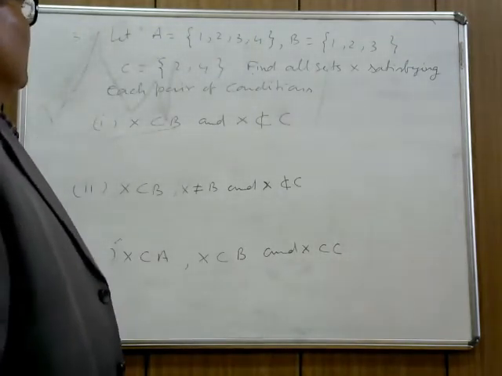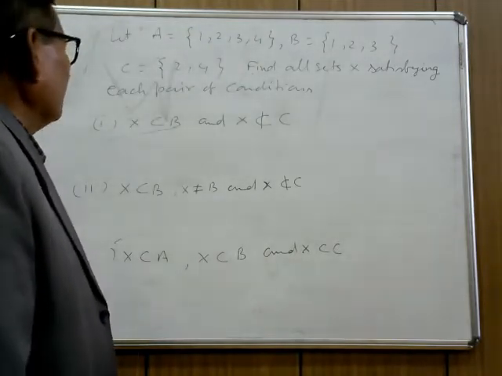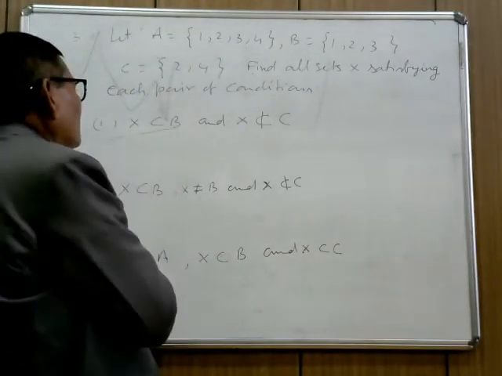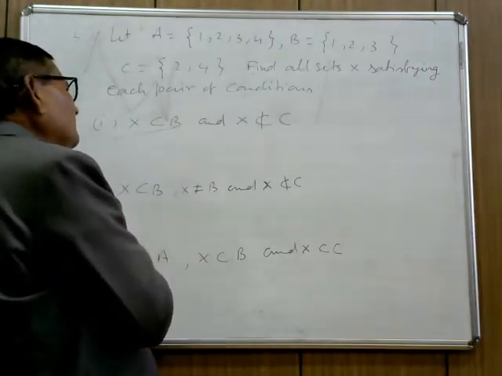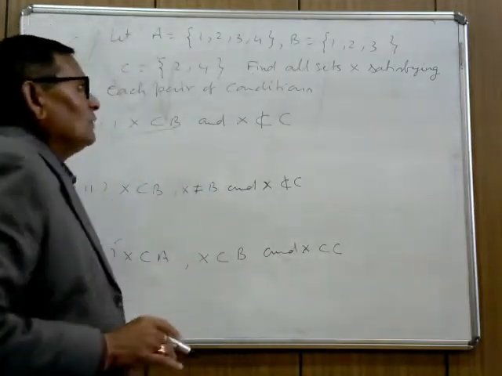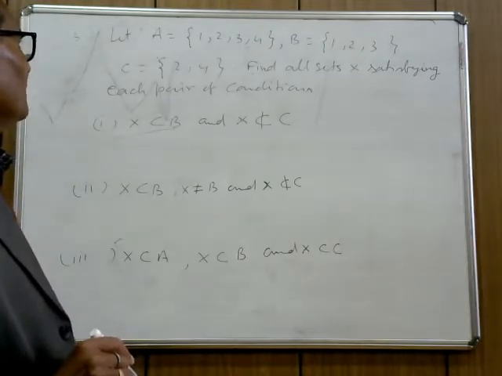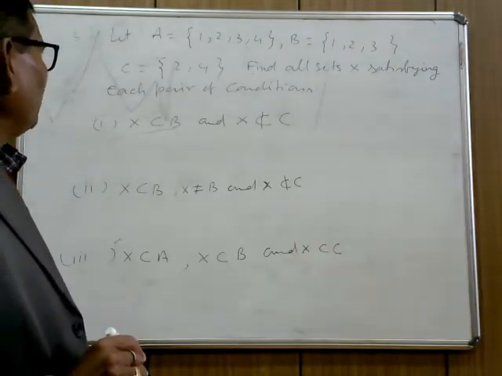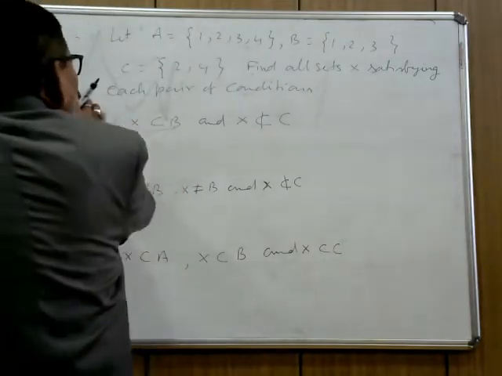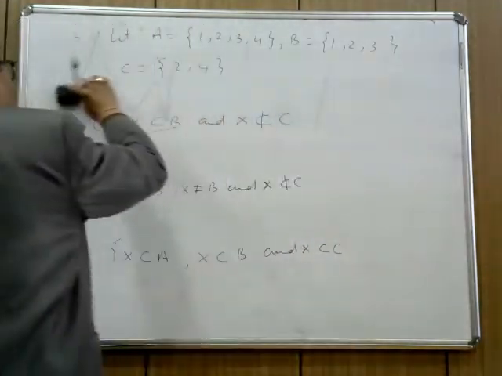For given sets A, B, C, find all sets X satisfying each pair of conditions. The conditions are given in the following question. You have to find all the sets X that satisfy these conditions. That is the question. You can solve it by writing the power set of each set: the power set of set A, the power set of set B, and the power set of set C.